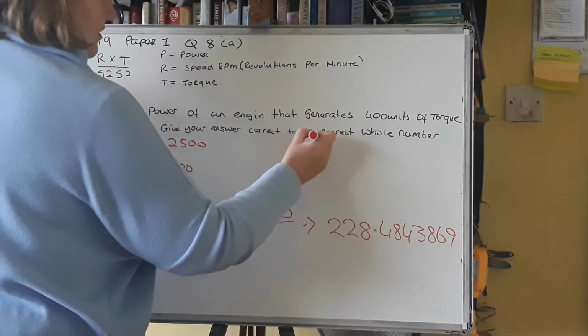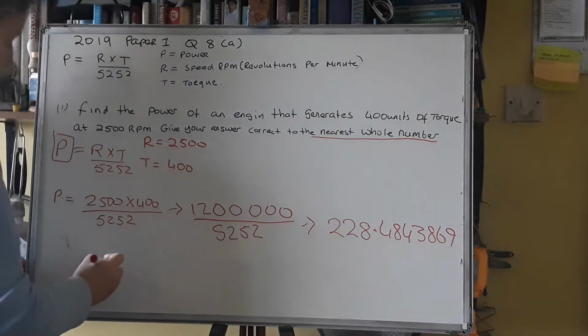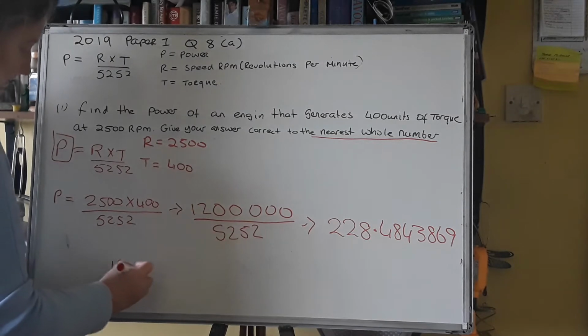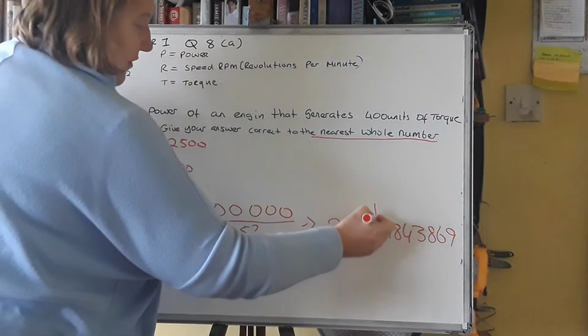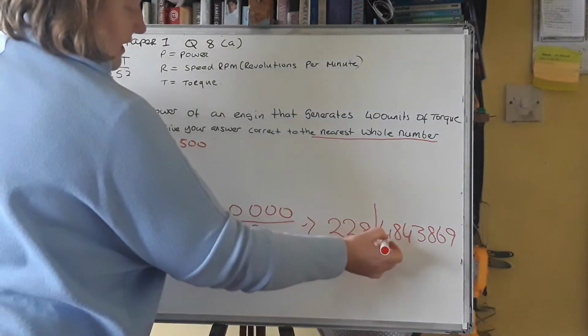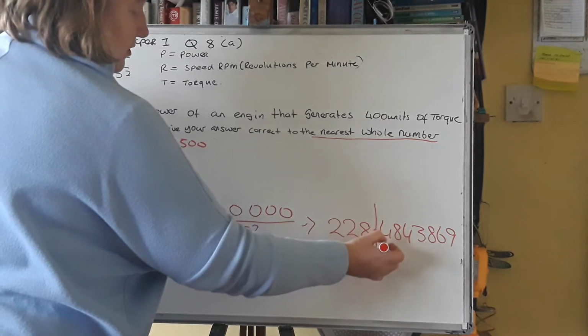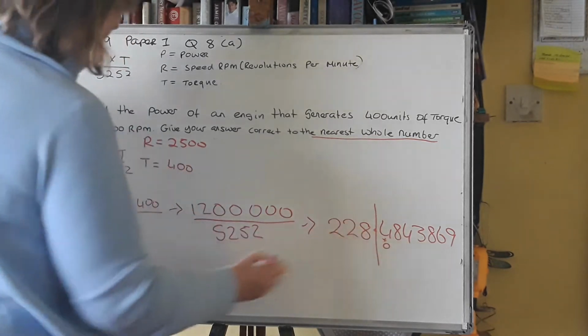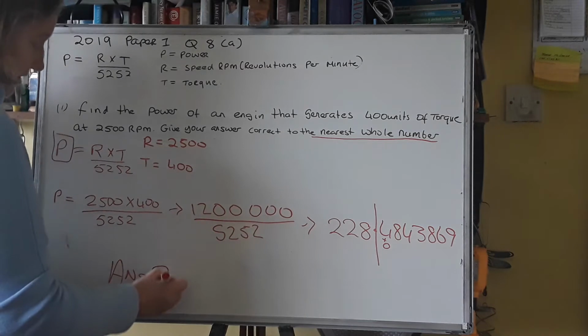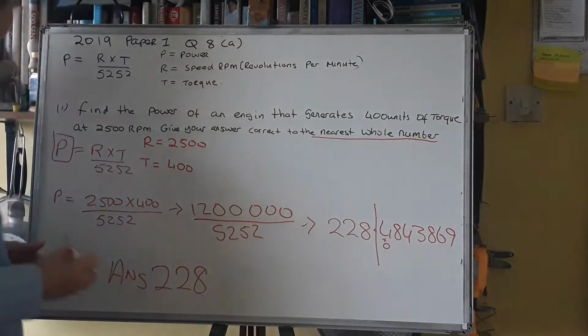Now, you want your answer to the nearest whole number, so you want nothing after the decimal point. So you look at the number after the decimal point. If it's a 5 or bigger, it adds a 1. But this is a 4, so it adds 0. So you don't change this at all. So your answer is 228.